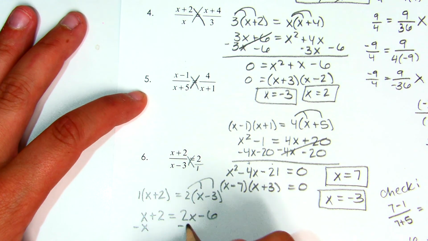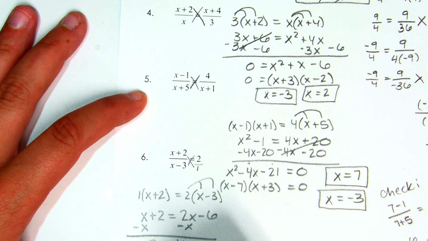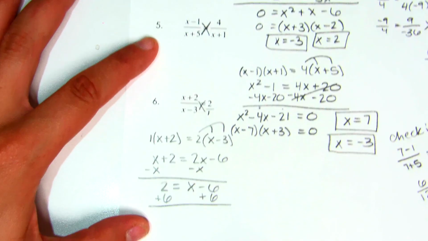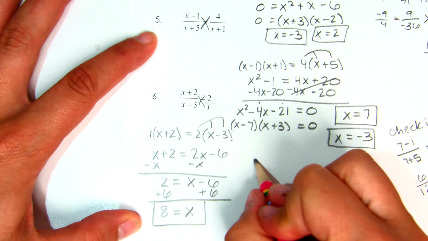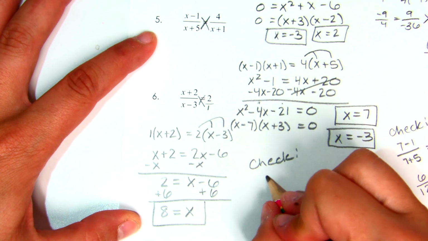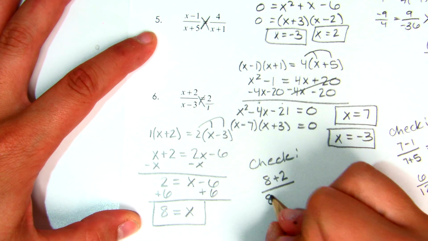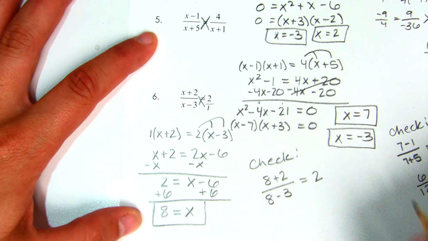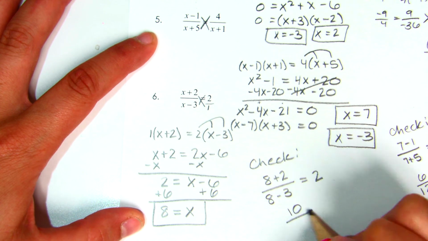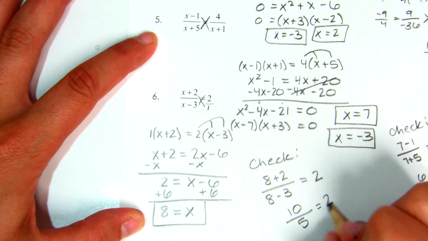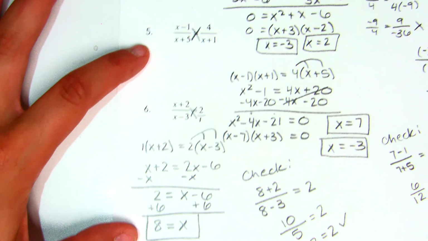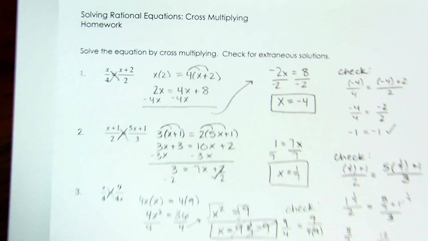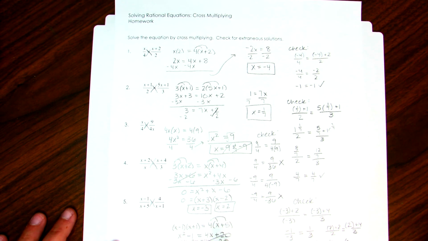I've got to get my x's together, so I'm going to subtract an x. 2 equals x minus 6. Add 6 to both sides. 8 equals x. And my last check. 8 plus 2 over 8 minus 3 equals 2. 8 plus 2 is 10. 8 minus 3 is 5. 10 divided by 5 is 2. 2 equals 2, so it works. So the only one, when we look back, that didn't work, where we had extraneous solutions, was number 3.